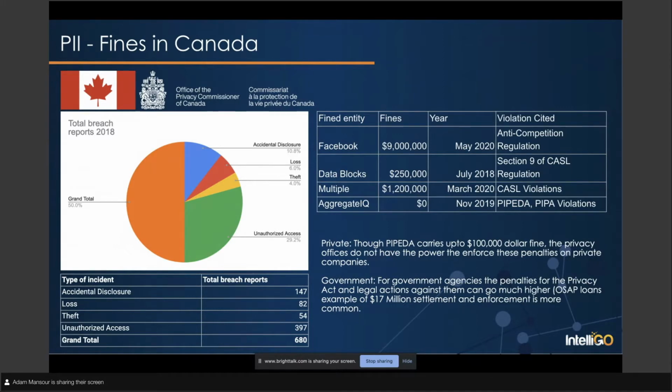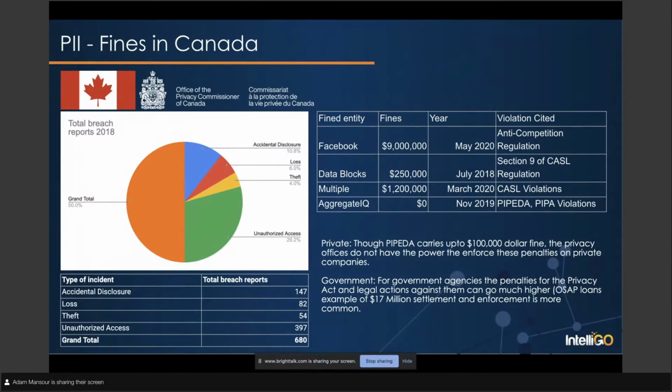You have anti-competition regulation for things like Facebook collecting private information about citizens without disclosure or without proper consent. And that ends up being one of the largest types of fines that you can get in Canada, right? So you'll have trade commissions issuing fines of up to 9 million in Facebook's case and other smaller ones for different types of anti-competitive acts. You also see things like CASL, the anti-spam regulation, handing out a number of different fines. An example of that would be the Datablocks fine, which was fined up to $250,000 for collecting information about people and using it to email them without their consent. You also have a number of different CASL violations, probably up to 1.2 million, so certainly not as high as the USA or the EU.